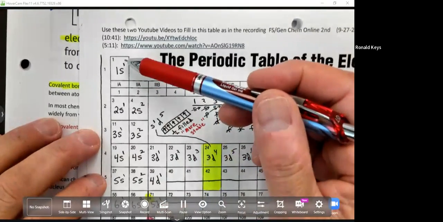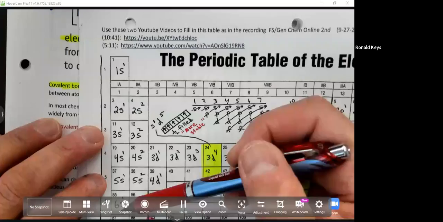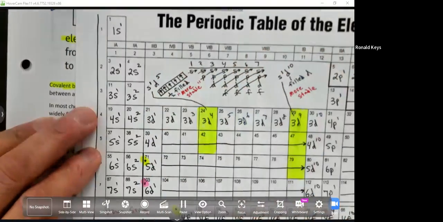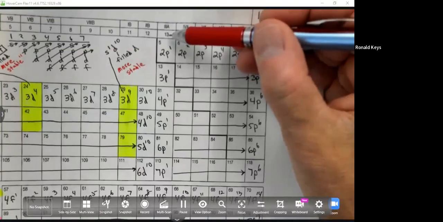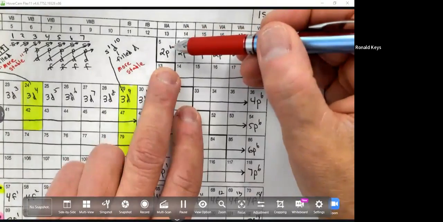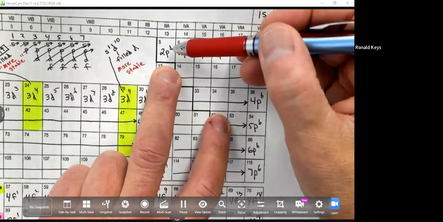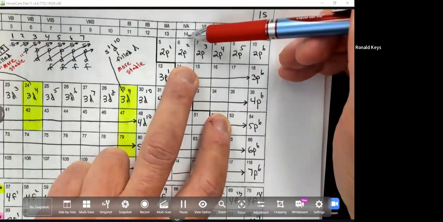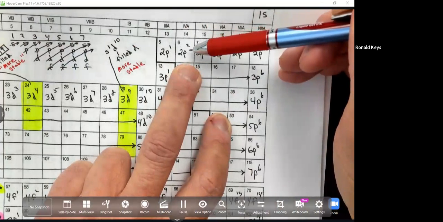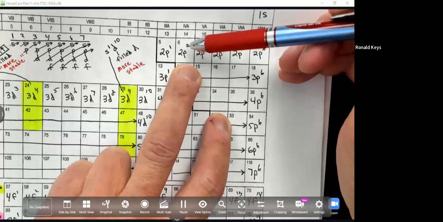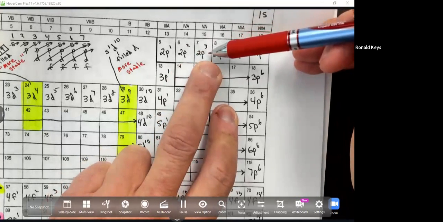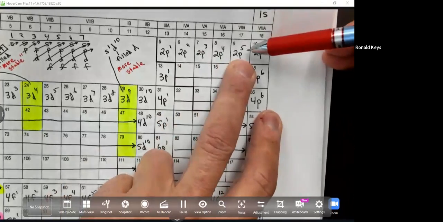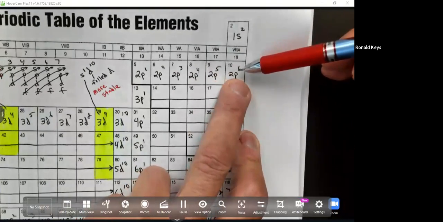What charge do they take on? +1, if it loses that valence electron. Everything in group 2, how many valence electrons? 2, right? When we come over here to group 13, how many valence electrons here? This is 3 valence electrons. S2P1 is 3 valence electrons. Group 14, 4 valence electrons. S2P2, group 15, 5 valence electrons. Group 16 is 6 valence electrons. Group 17 is 7, and group 18 is 8, except for here.